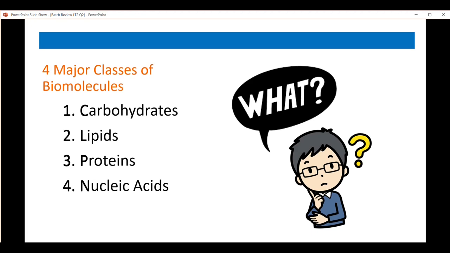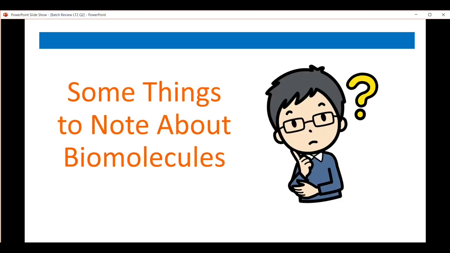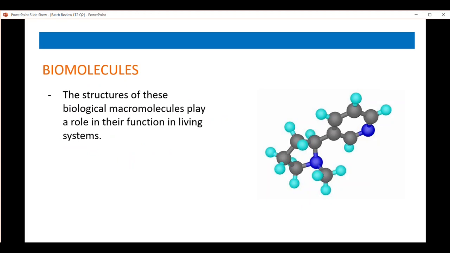And nucleic acids, of course, would be made up of DNA and RNA that we can find inside the nucleus of many of the cells. So some things to note about biomolecules. First of all, biomolecules are structures, biological macromolecules, that play a role in their function in living systems. So just remember that the structure dictates the function, or the function would depend on the particular structure.